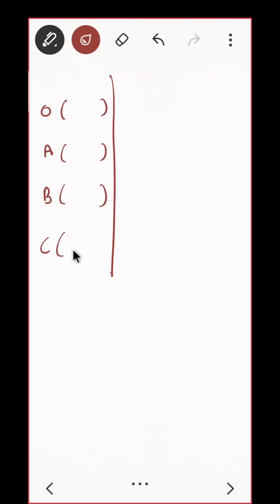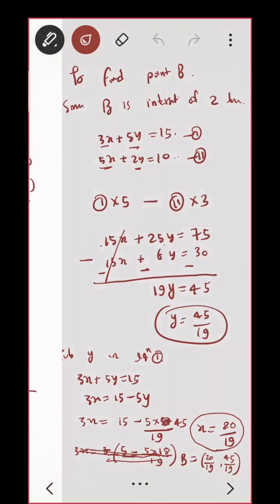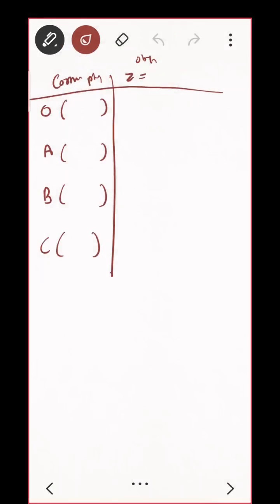Correct. Very nice. So let me put O, A, B, and C. And what is the objective function? What is my O? What is A? What is B? And what is C? Here you can write corner points, and here the objective function, that is z is equal to, what was it in the question? It was 5x plus 3y, I think. Okay, so z will be 5x plus 3y.